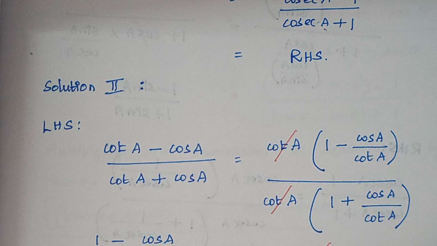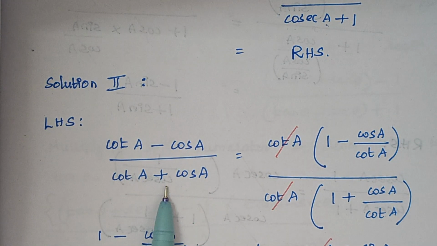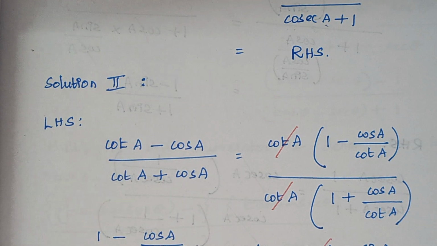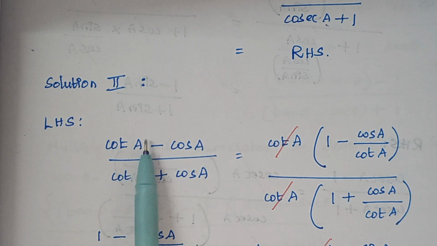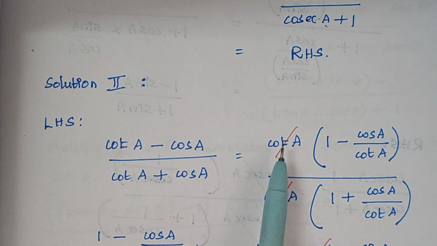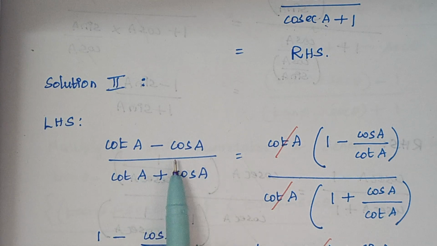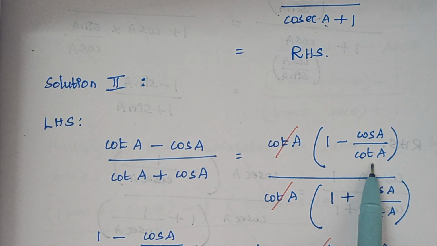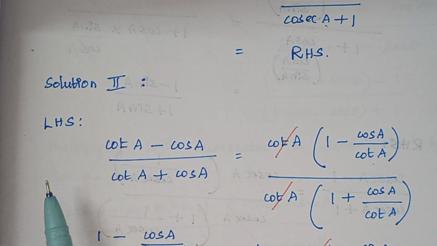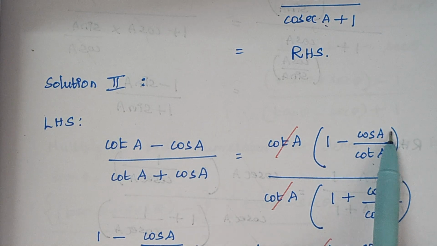So here you see again cot A minus cos A divided by cot A plus cos A, right? So in this case what I have done is, since cot A is present both in the numerator and denominator, I am taking this cot A outside. So whenever this cot A is taken, what about the remaining terms? It is 1 minus cos A by cot A, because this term doesn't have a cot A. So whenever I am taking this cot A outside, that is 1 minus cos A by cot A.